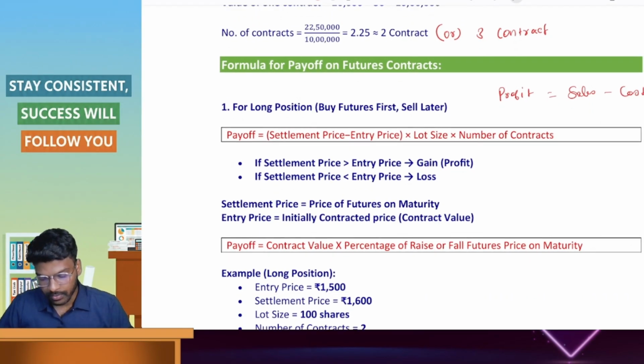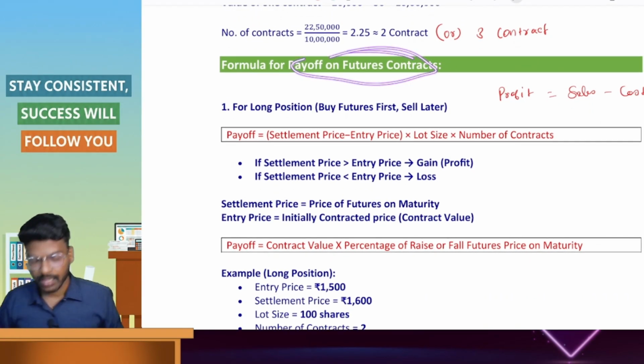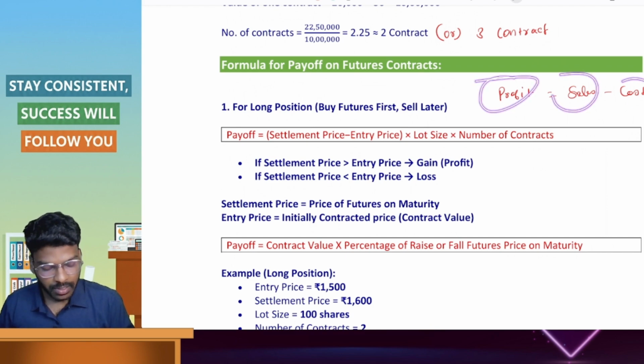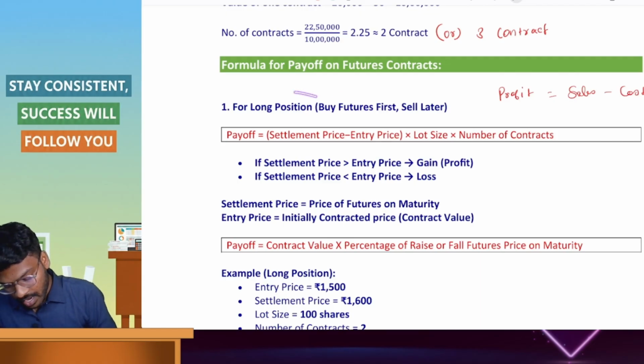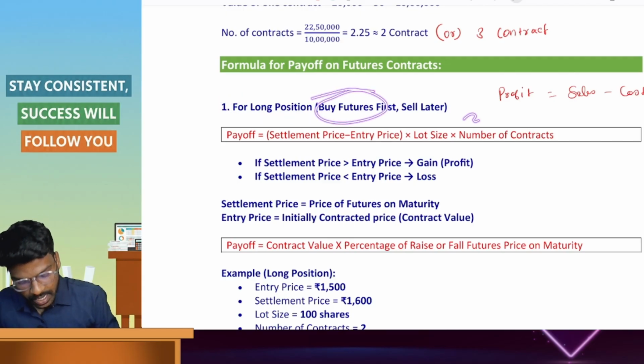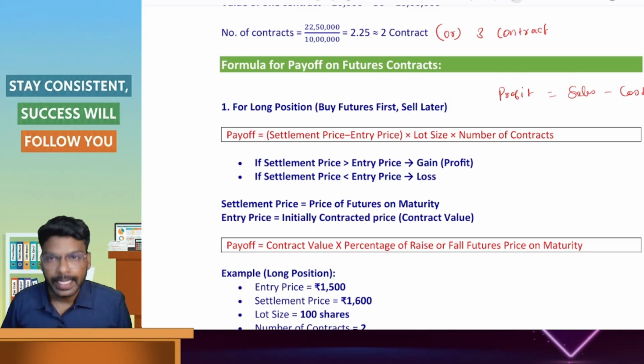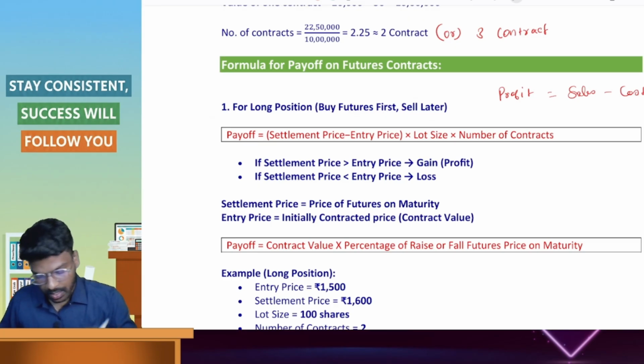Formula for payoff on a future contract. What do you mean by payoff? It is the profit: sale minus cost. For a long position, buy future first and sell later. In our example, Mr. A will enter into a buy contract, buy a future contract, and later he will sell the shares in the spot market. That is, buy future first, sell later.